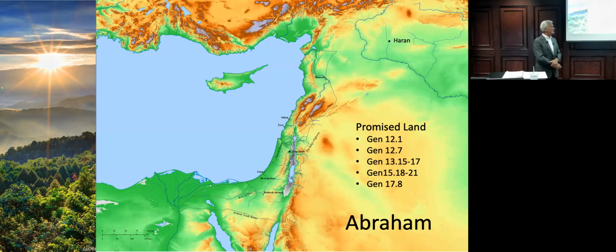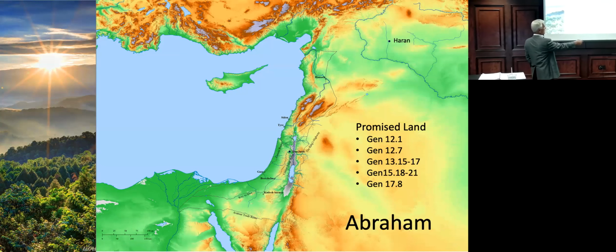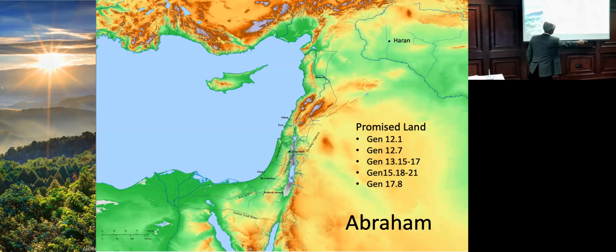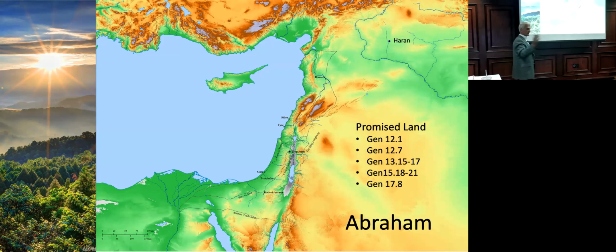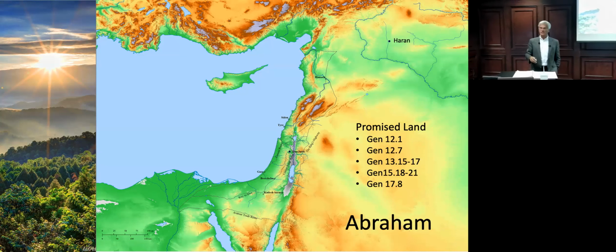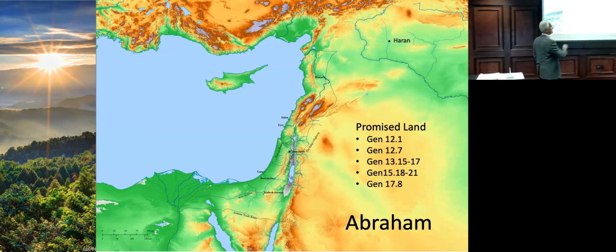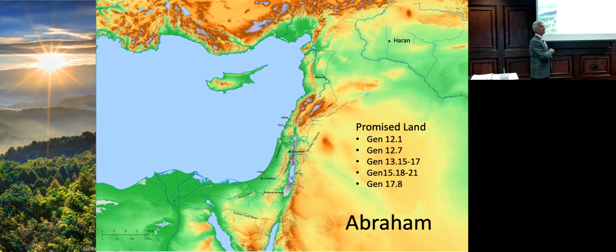Remember? He went from Ur of the Chaldees, which is way down by the Persian Gulf, and he moved with his father to Haran, lived there for a number of years. When he was 75 years old, in chapter 12 of Genesis, God said, leave your father's house, leave your land, and go to a land that I will show you.